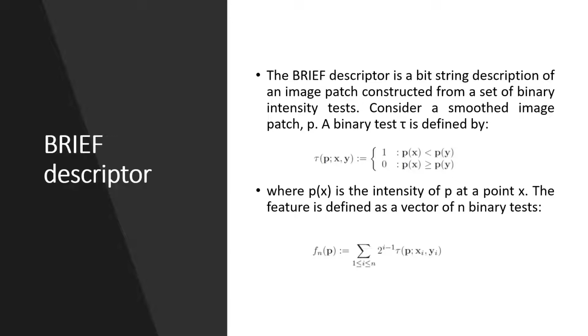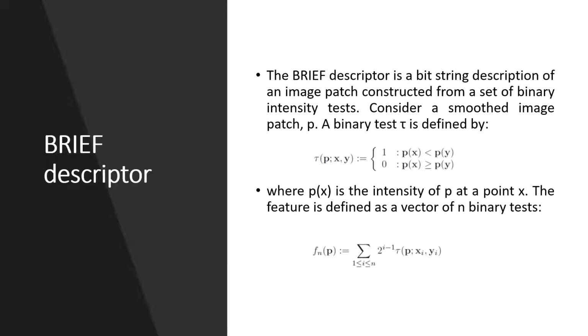The BRIEF descriptor is a bit string description of an image patch constructed from a set of binary intensity tests. Consider a smoothed image patch called P. A binary test T is defined as T of P; x, y, where P is the smoothed image patch and x, y are the points of intensities in the image. We give a binary output of 1 if the intensity at point x is less than P of y, and 0 in the other case.